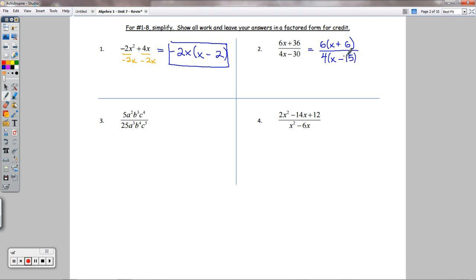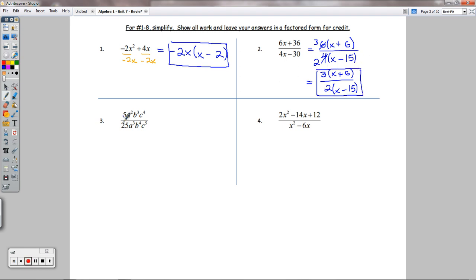And then here, if these were the same, I could cross them out, but they're not. However, this and this are the same. So I could say they're not the same, but they have a factor in common of 2. So I could divide this by 2 and this by 2. I'd have, for my final answer, 3 times the quantity x plus 6, and then 2 times the quantity x minus 15. That's a fully factored form there for my final answer.